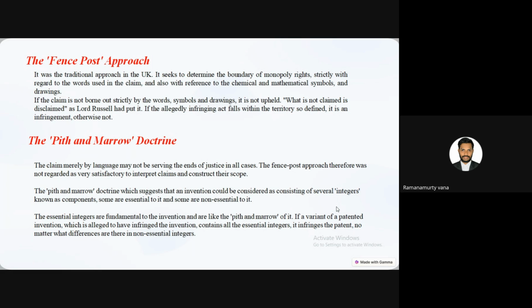Next one: types of infringing activity in patents.